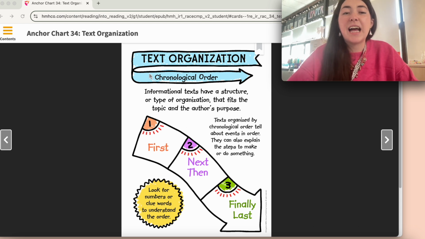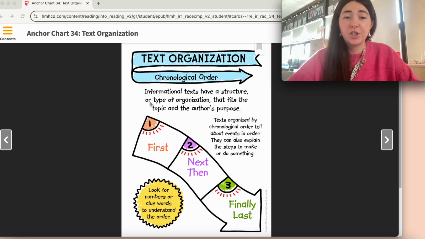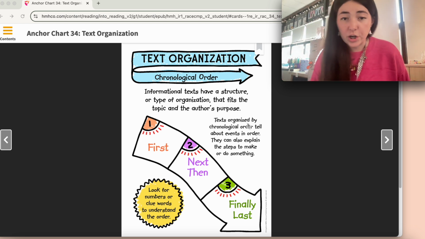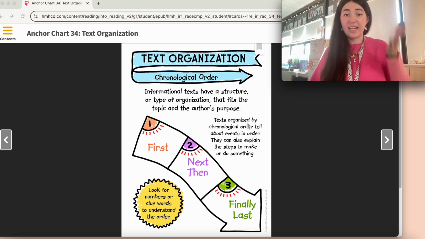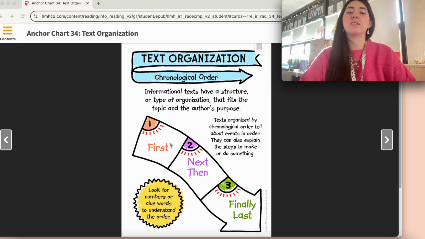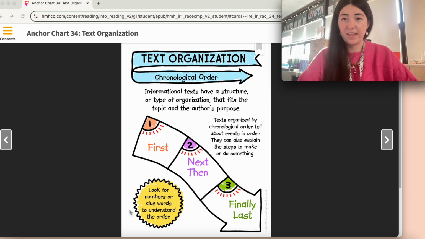Our anchor chart is on text organization. Today we are talking about chronological order. That says informational texts have a structure or type of organization that fits the topic and the author's purpose. So text organized in chronological order tell about events in order. They can also explain the steps to make or do something. So it's got first, next or then, and then finally last. So we're going to look for numbers or clue words to understand the order.